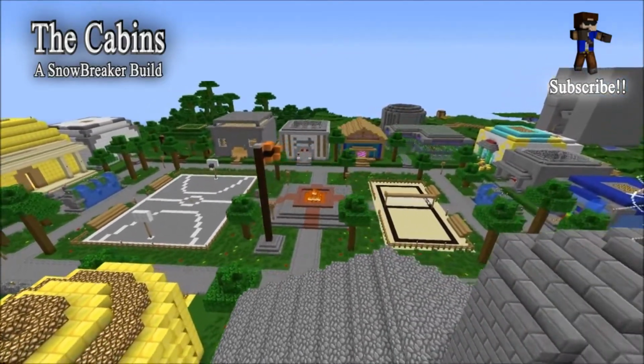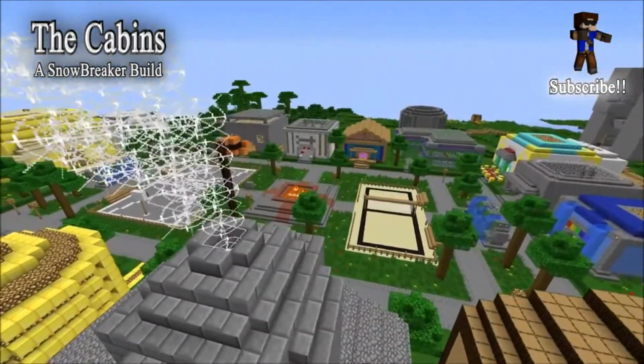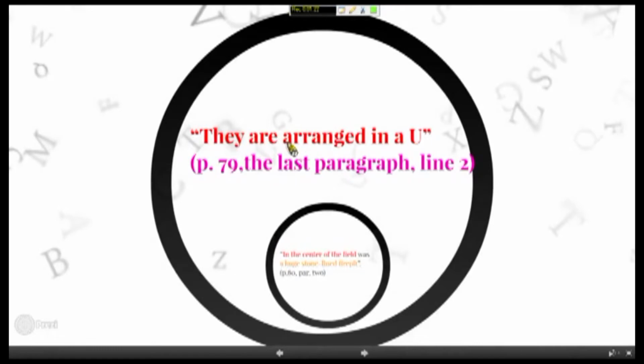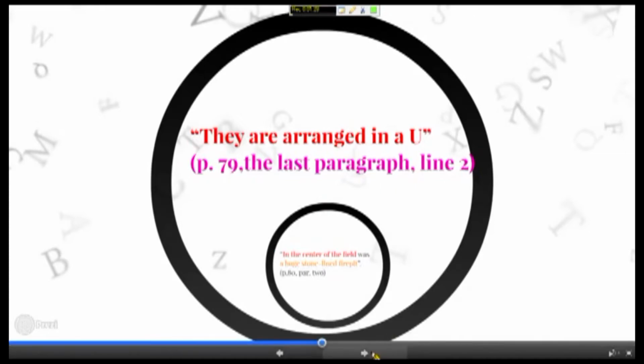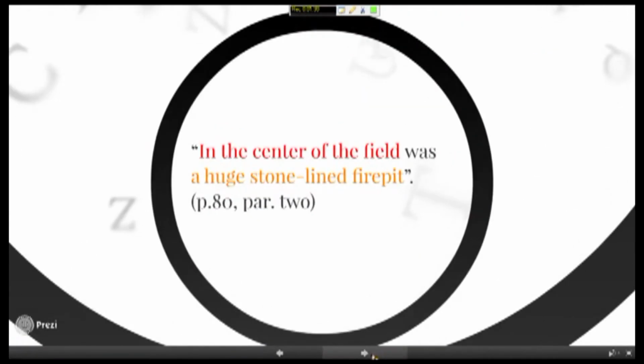Now we already know there are 12 cabins. On page 79, the last paragraph, line 2, it says, "they are arranged in a U." You can draw a picture to help you memorize.